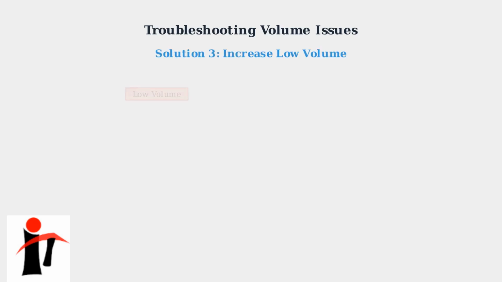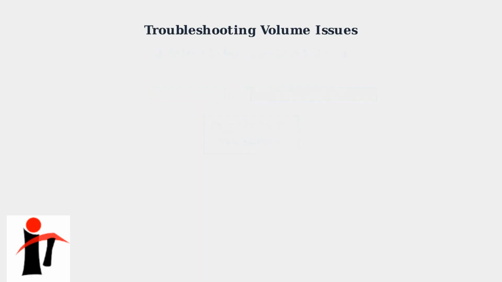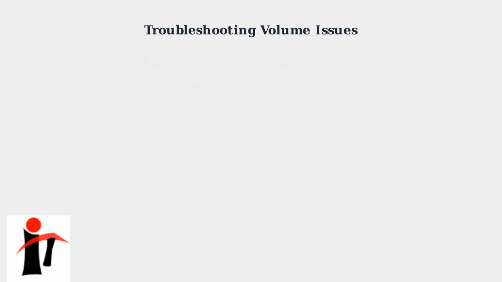If your volume is too low, even at maximum, try adjusting the dynamic range settings. Go to Audio Settings and change from Full to Limited for louder output. Some YouView boxes have audio enhancement options like Night Mode or Audio Boost. These can often be found under Accessibility options in your settings menu.